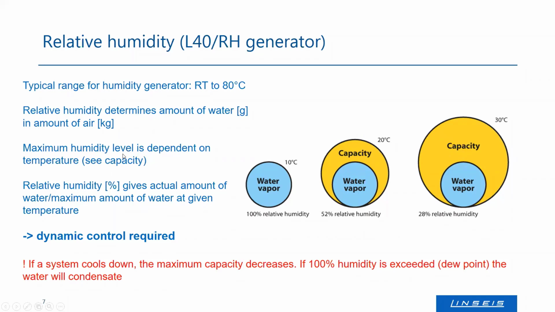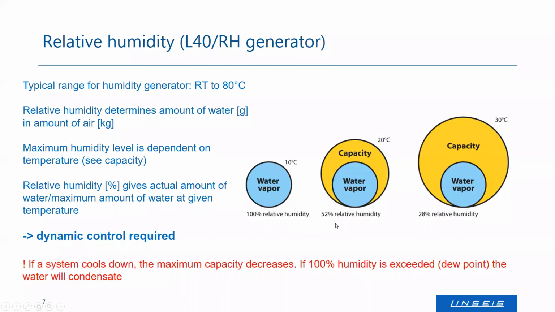On this scheme, you see the relative capacity: how much water any gas can carry depends on the temperature of the gas. The same amount of water at 10 degrees may be 100% relative humidity at the saturation level, but the same amount is only 50% relative humidity at 20 degrees, and only 28% relative humidity at 30 degrees, as the capacity of the atmosphere to carry water increases with temperature.